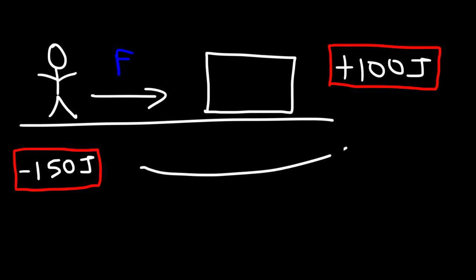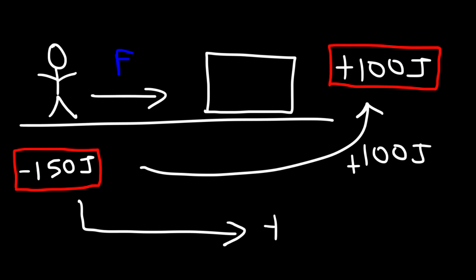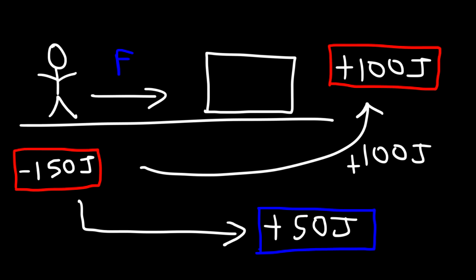So 100 joules went to increase the kinetic energy of the block. The other 50 was lost in the form of heat or even friction. And so whenever you have an interaction between two objects, there's going to be some energy loss in the form of heat or friction. It always happens. And so these two are never equal unless you have a perfect ideal situation where no energy is lost due to friction.